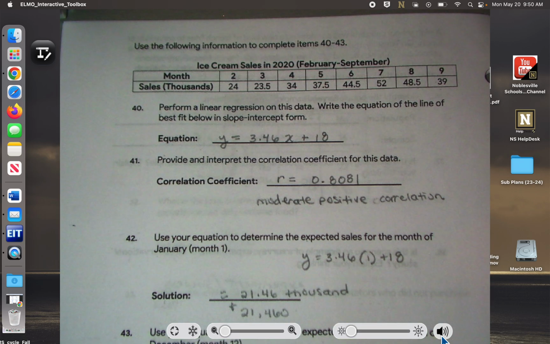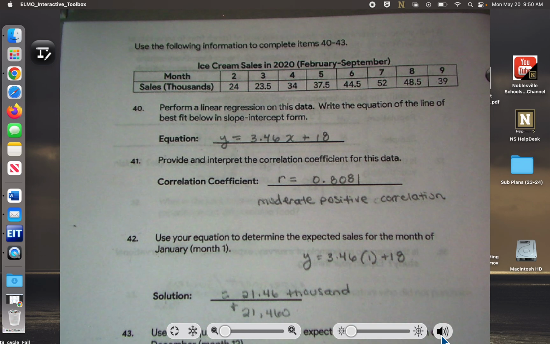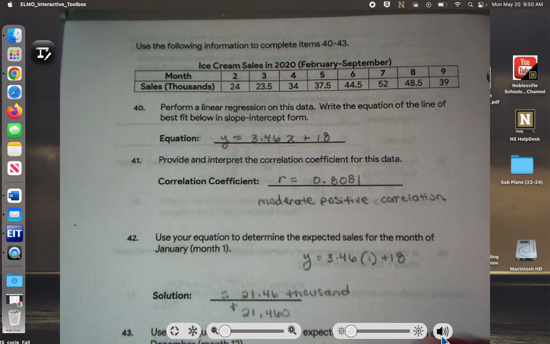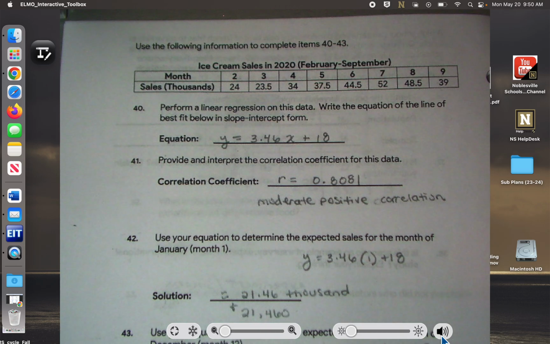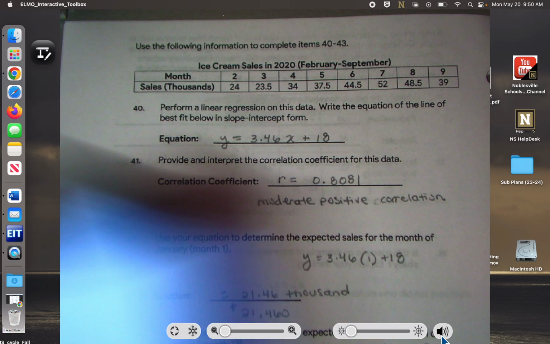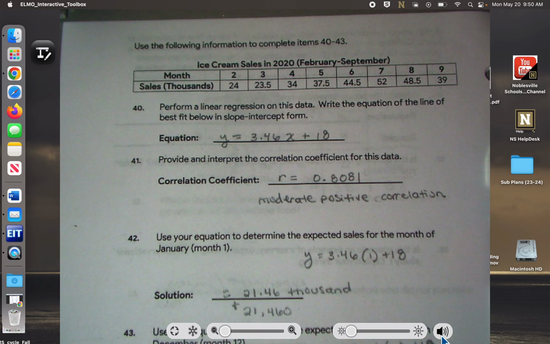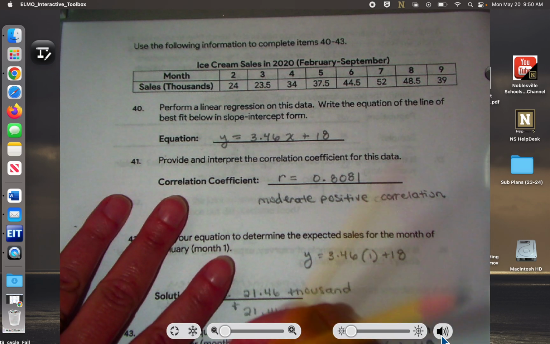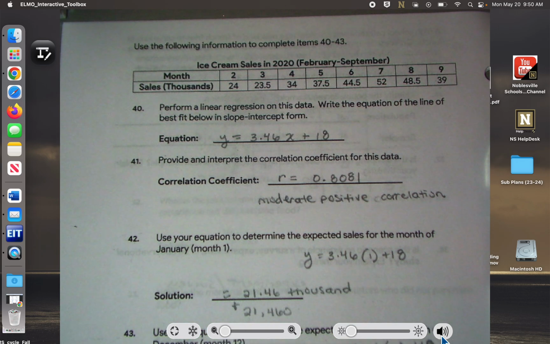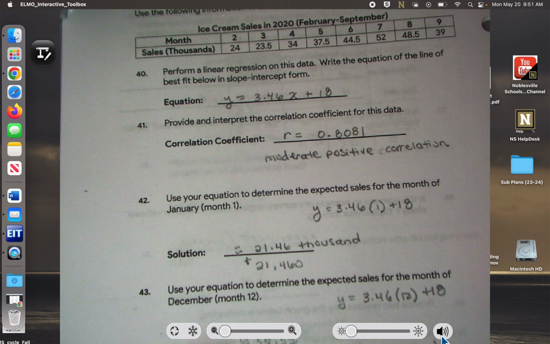Okay, use your equation to determine the expected sales for the month of December. So month 12, so same thing, y equals 3.46 times 12 plus 18. So again, if I'm using the same equation, I get about 59.52, so that is $59,520. So they're going to make a rebound a little bit.